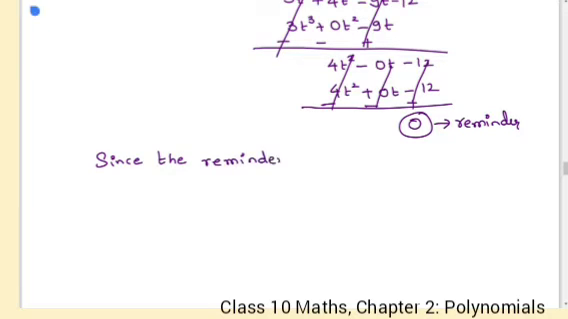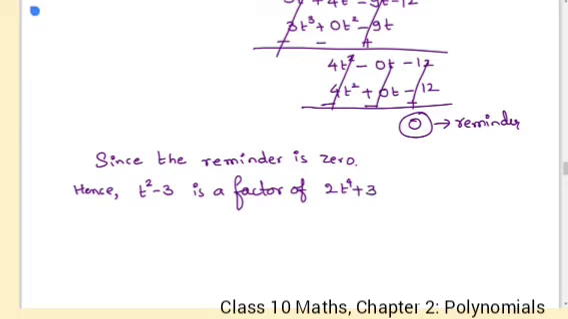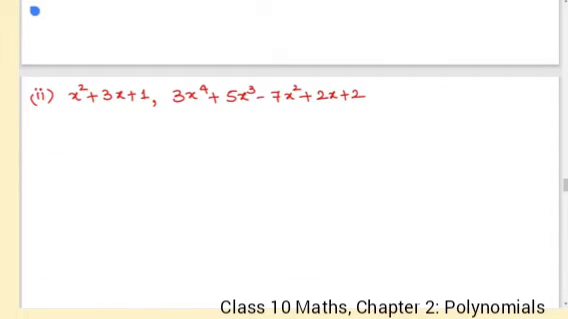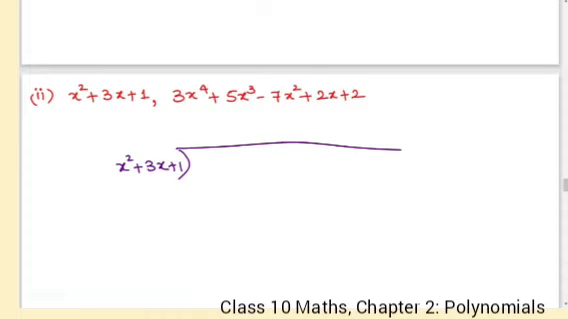Since the remainder is equal to 0 here, hence t square minus 3 is a factor of the polynomial 2t raised to 4 plus 3t cube minus 2t square minus 9t minus 12. Now the second one: divide these two terms, 3x raised to 4 plus 5x cube minus 7x square plus 2x plus 2, with x square plus 3x plus 1.